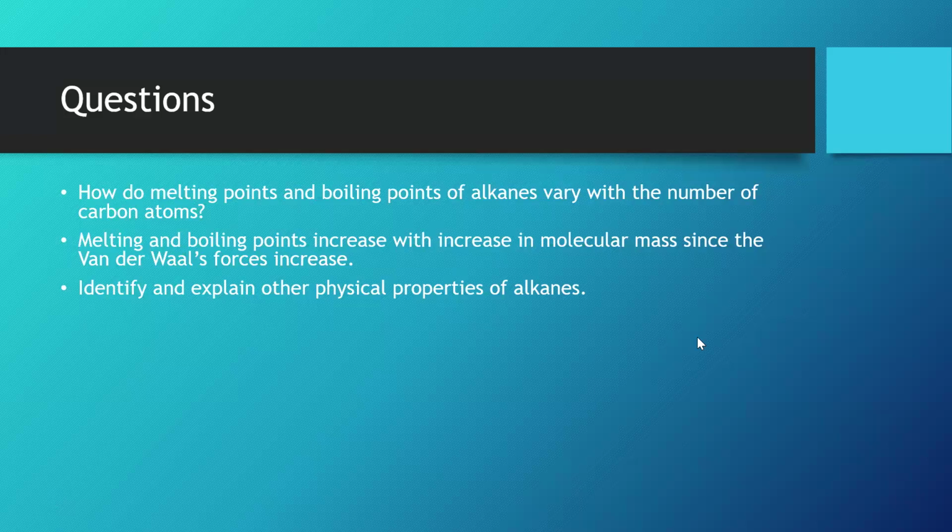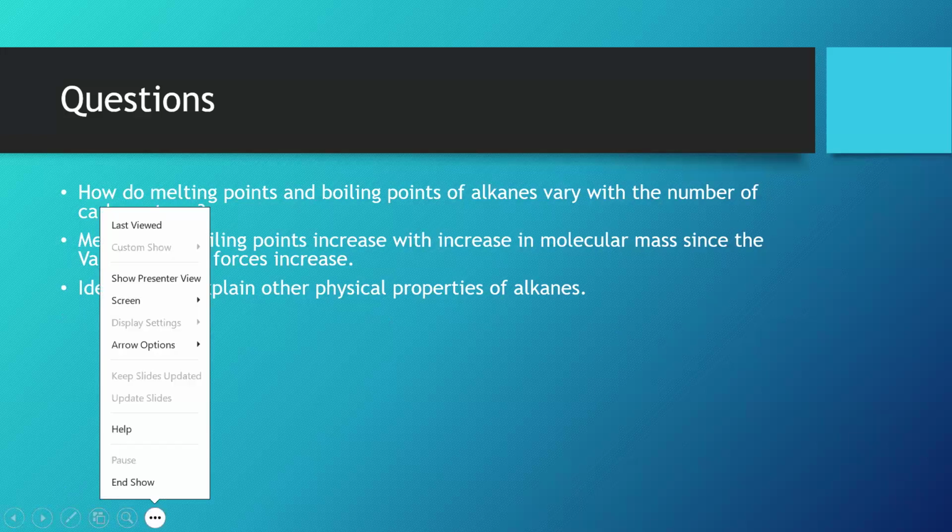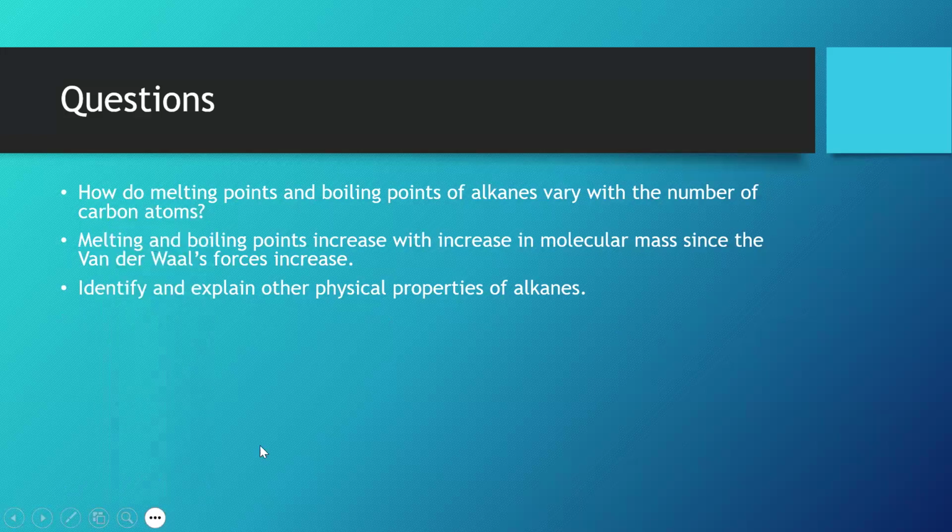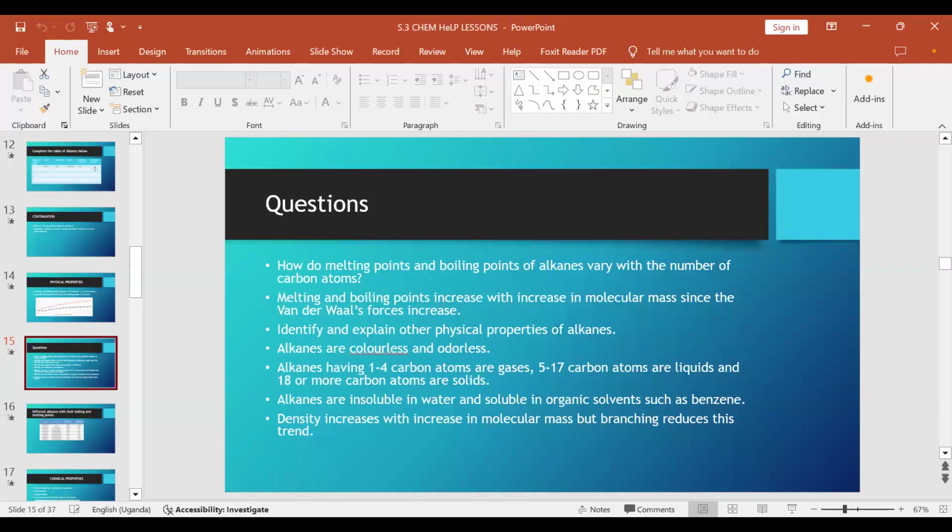How do melting and boiling points of alkanes vary with the number of carbon atoms? An increase in the number of carbon atoms leads to an increase in the melting and boiling points, which says melting and boiling points increase with increase in molecular mass since the Van der Waals forces increase. Identify and explain other physical properties of alkanes.